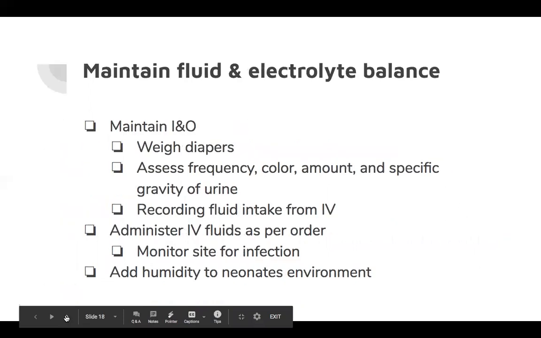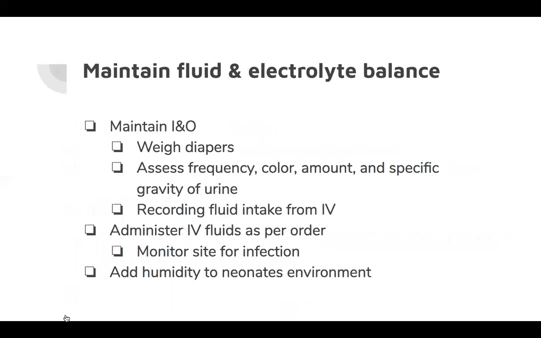Maintaining fluid and electrolyte balance. Strict I's and O's, really strict I's and O's. Everything that goes in, everything that comes out is weighed and checked for balancing, right? We want to make sure that what comes in is going out. We don't want to have a deficit or an overload.